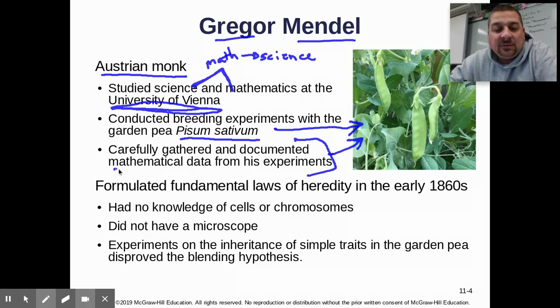And he, being the mathematician, was very particular about keeping track of his numbers and recording his data from his experiments. This really helped him, we think, sort of stumble upon his findings and his laws.